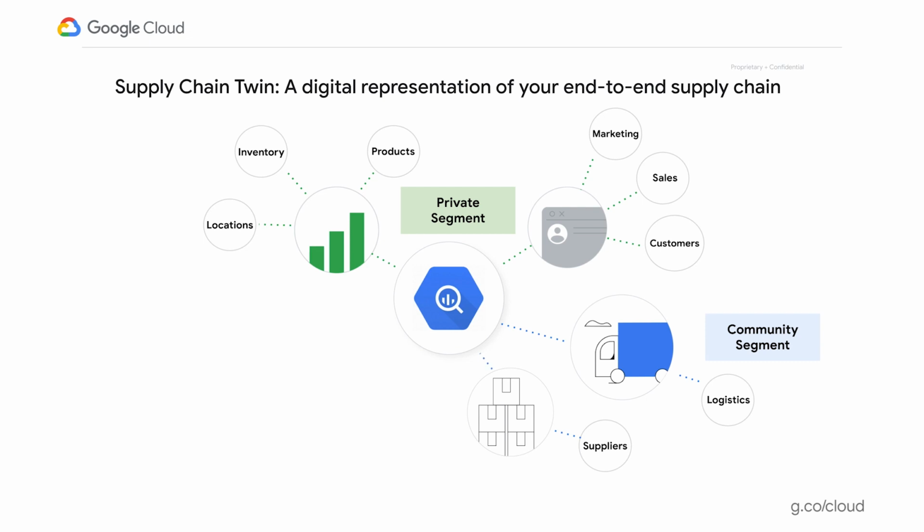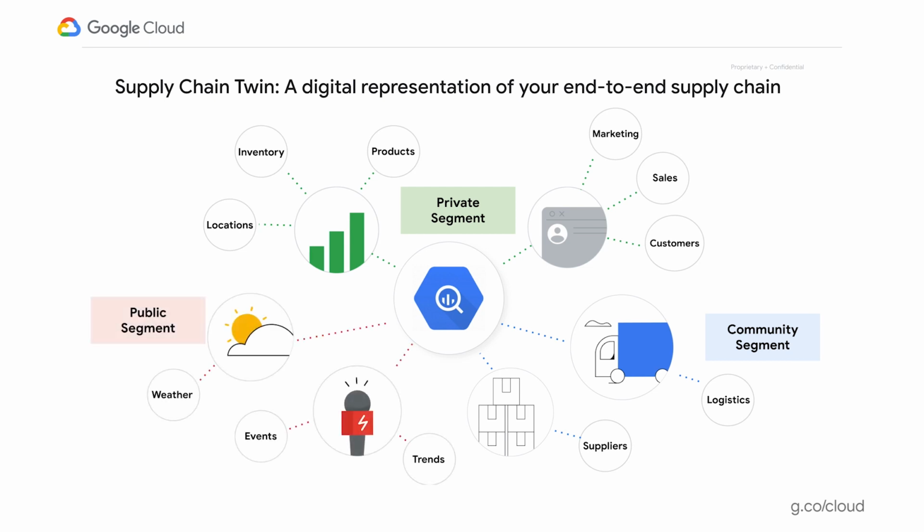The ability to share data bidirectionally and securely with your partners, forming the basis of the community segment of your data model. And third, the ability to incorporate and understand the impact of contextual data to your supply chain, forming the basis of the public segment of your data model.